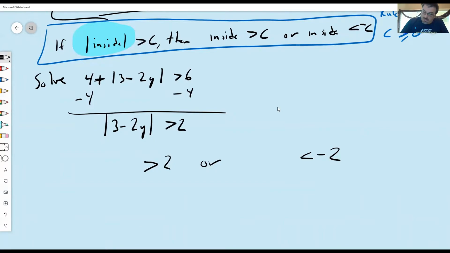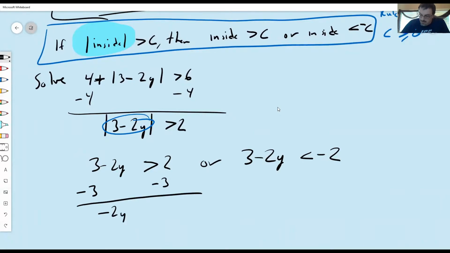And then whatever is right here, I'm going to put here. So 3 minus 2y is greater than 2, or 3 minus 2y is less than minus 2. And then we're going to solve. Minus 3, minus 3. Minus 2y is greater than minus 1.